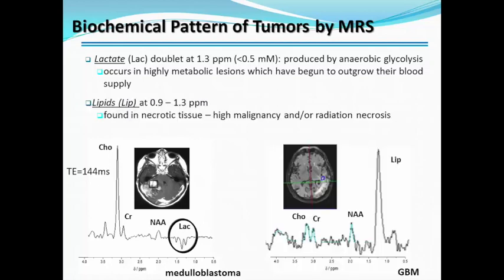And then lipids are also important for brain tumors. They are found in necrotic tissue, indicating either high malignancy or also radiation necrosis in patients.